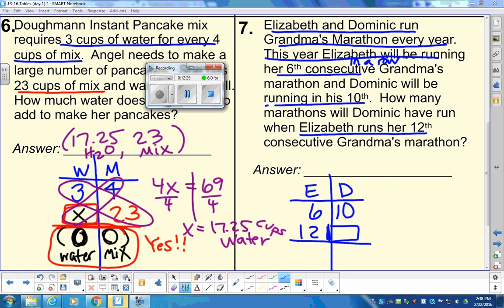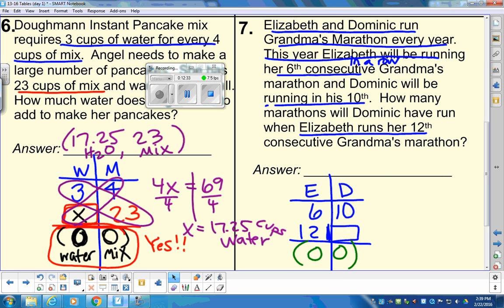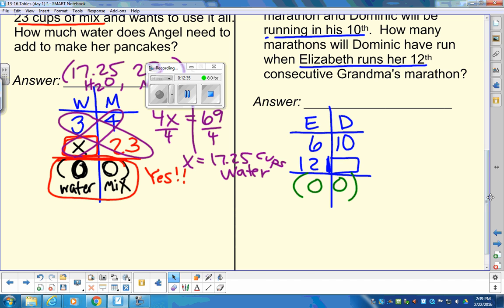So the question is, is this 0, 0? Does this go through the origin? Is it proportionate? Is it true that they started running their marathons at the same time? That's really what we're asking. When Elizabeth started running marathons, did Dominic also start that same year? The answer is no. It even says it up above. So no, they did not start running at the same time. Then we have to add or subtract in the table.